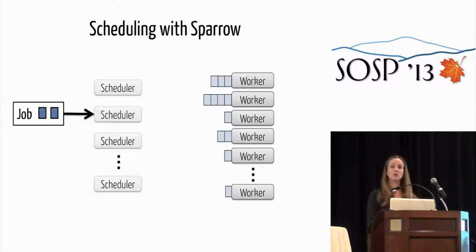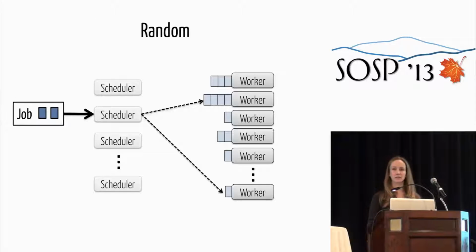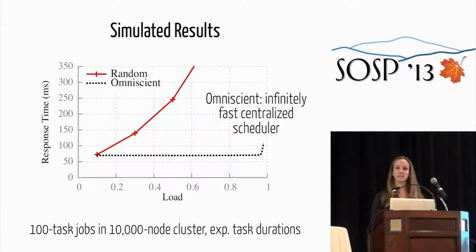Now, how can we possibly do a good job of scheduling? One thing that we know can provide good performance in this type of decentralized environment is using randomization. If we randomly assign all of the tasks to worker machines, we know that in aggregate, all of the workers will be assigned the same amount of work. And indeed, this randomized approach performs well at low load.